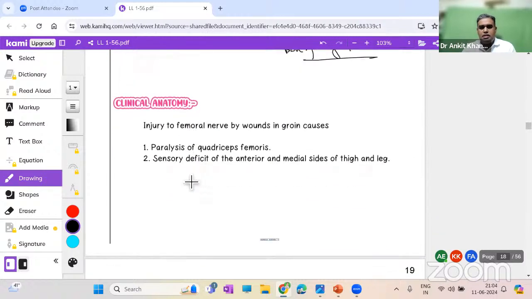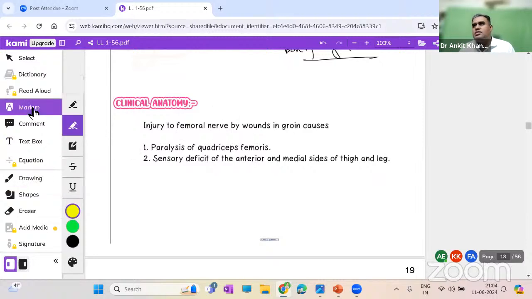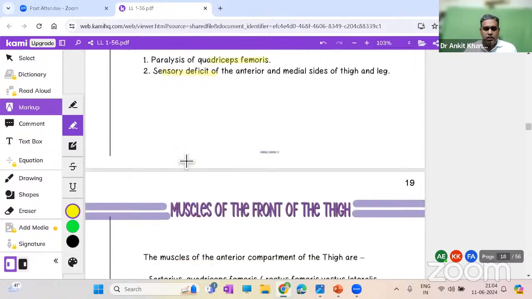Now, in clinical anatomy, obviously, if you know what this structure is doing, nerve injury to it can lead to paralysis of this muscle group and sensory deficit of this area. There is a lot of other clinical anatomy while doing surgeries over this area. You can have compression of the femoral nerve, and neuromas can develop in this nerve and all that.